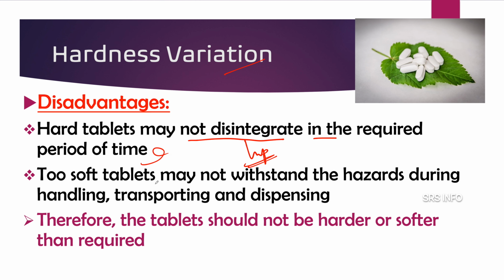And what happens if the hardness is not up to the mark? That means the tablet is too soft. Then too soft tablets may not withstand the hazards during handling, transporting and dispensing. If the tablet is not hard up to the mark, then that tablet cannot tolerate the hazard situations during storage, handling, transporting and dispensing. There is a possibility of breaking of the tablets. Therefore, the tablet should not be harder or softer than required. This is a very important point. So hardness must be proper up to the demanded quality.